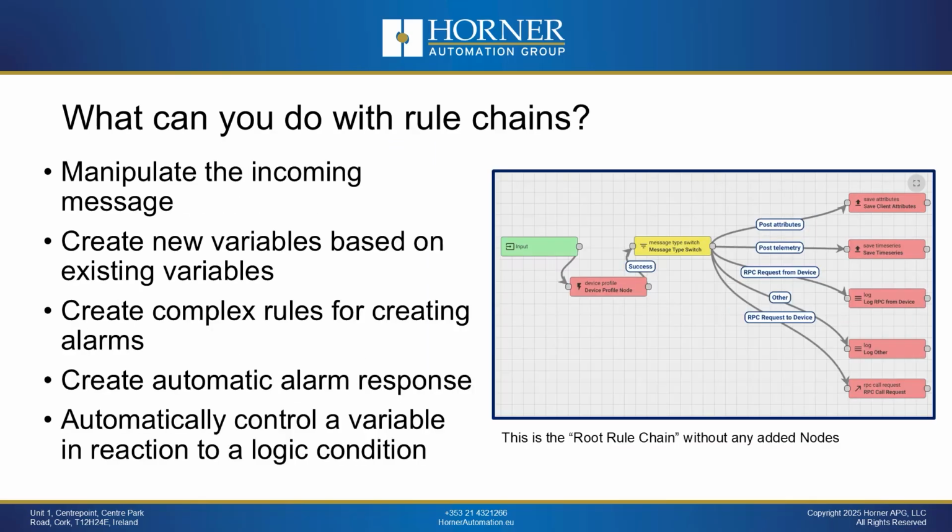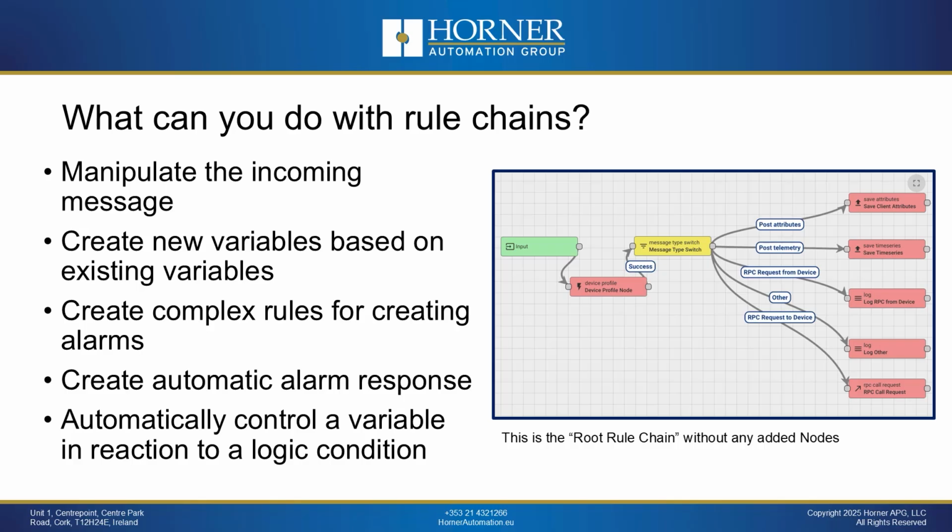There are a lot of advanced things you can do with rule chains. For instance, you can manipulate incoming messages that come into OCS 360. You can create new variables based on existing variables. So if you have a piece of pressure data, for instance, that you are sending up to the cloud, you do not have to push both PSI and bar up to the cloud. You can just push one of them and then do a conversion using rule chains right within OCS 360 itself. So that is a common type of use.